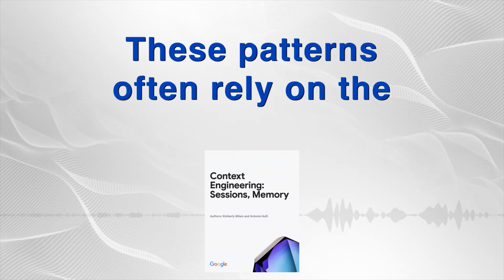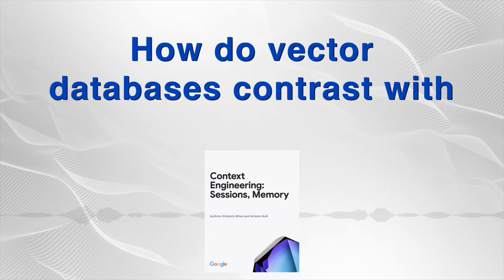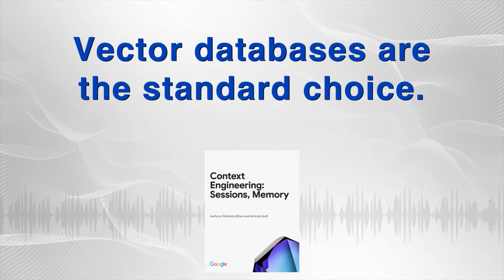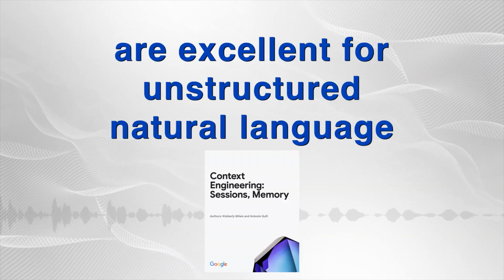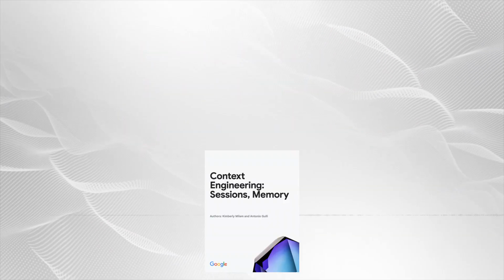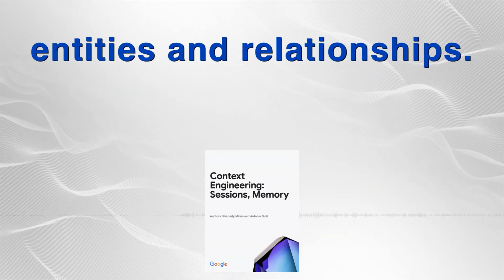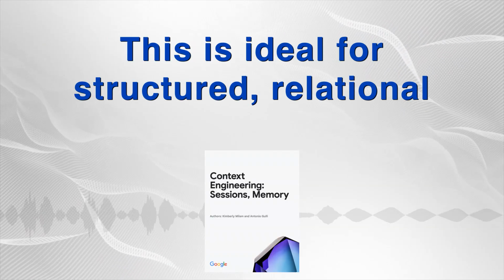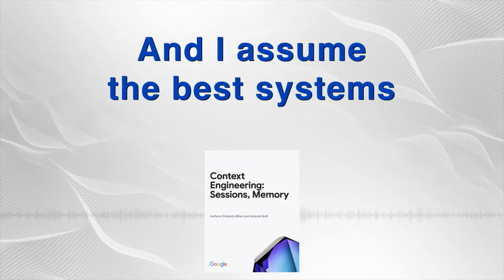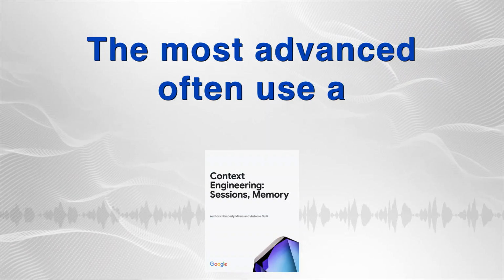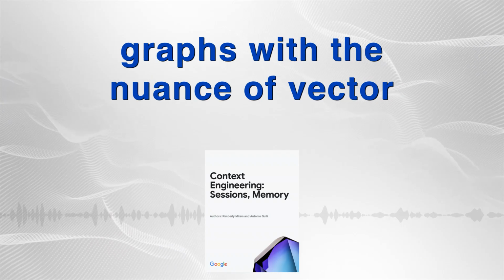These patterns often rely on the storage architecture underneath. How do vector databases contrast with knowledge graphs here? Vector databases are the standard choice. They store memories as embeddings and are excellent for unstructured natural language facts. Knowledge graphs, on the other hand, store memories as a network of entities and relationships. This is ideal for structured relational queries and understanding complex connections. And I assume the best systems use both. The most advanced often use a hybrid approach, combining the structure of graphs with the nuance of vector search.